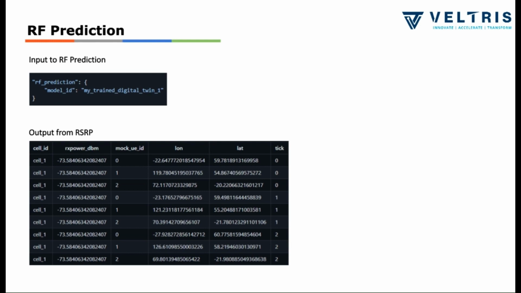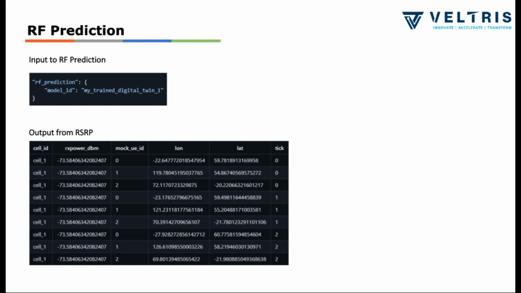The field which is required to run RF prediction is just the ID of the trained digital twin, or model ID, of the trained digital twin which is to be used for the RF prediction. Below is a sample of the output from this module.